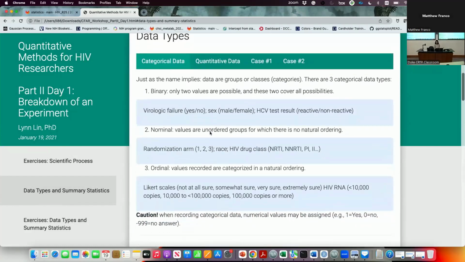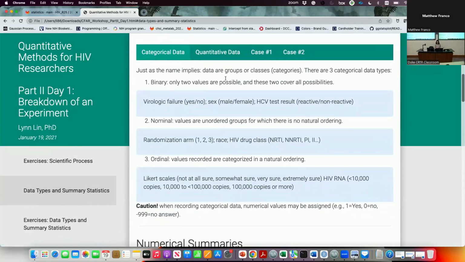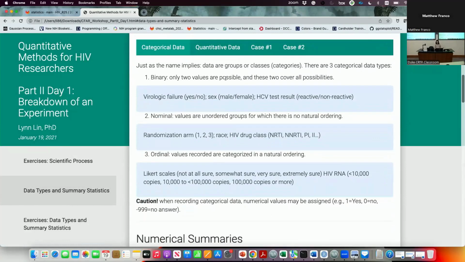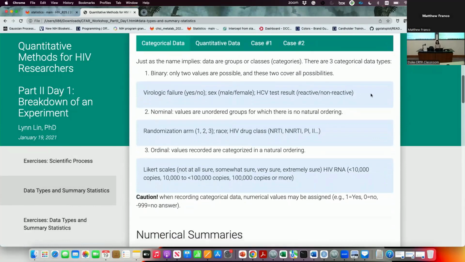There are at least two different high-level types of data, which are categorical and quantitative. Among categorical data, there are three different types. One is binary, meaning that it's yes or no, 0 or 1. For example, gender: male, female. Whenever you code this, you have to specify what 1 means. Otherwise, if you only code 0 and 1, nobody knows which level the 0 or 1 represents.